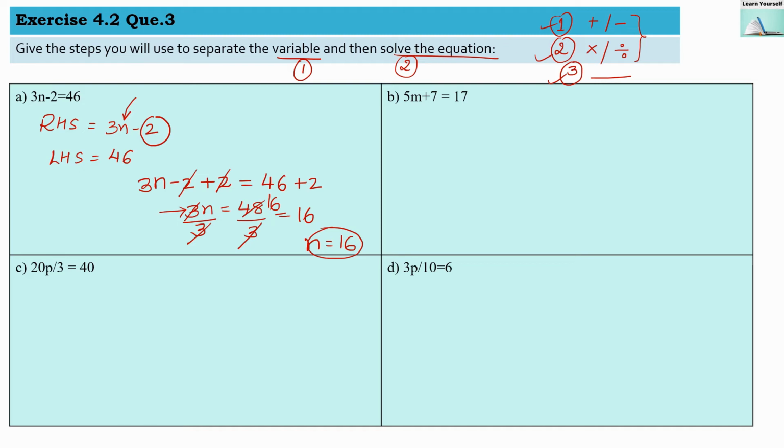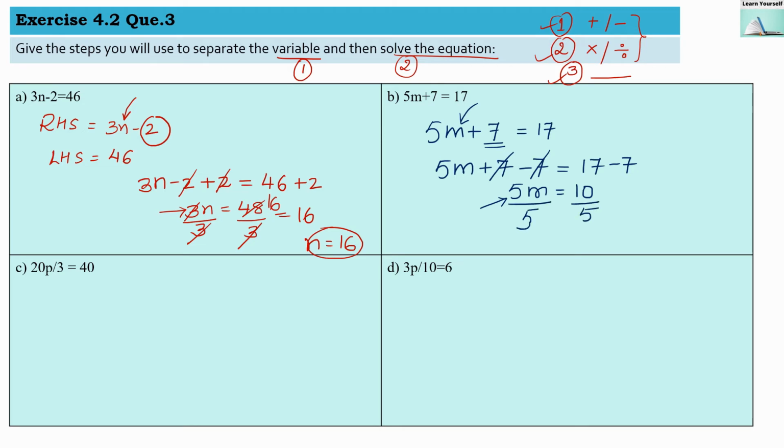Our second equation is 5m plus 7 equals 17. We have to separate this variable out, so let us first remove this 7. It is plus 7, so we are going to subtract 7 on both sides. This 7 and this 7 will get cancelled out. We will get 5m equals 10, since 17 minus 7 gives us 10. Now we have to remove this 5, so we divide by 5 because it is in multiplication. As we are dividing by 5 on both sides, this 5 and this 5 get cancelled out, and 5 2s are 10. So m equals 2.